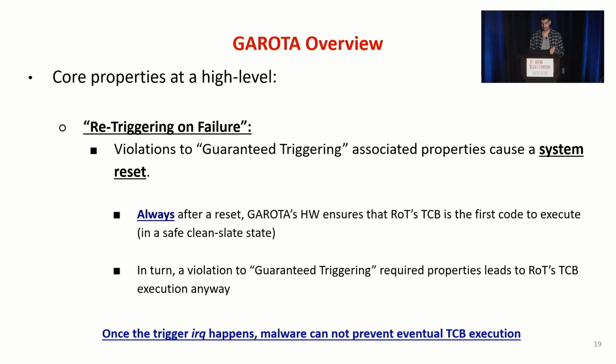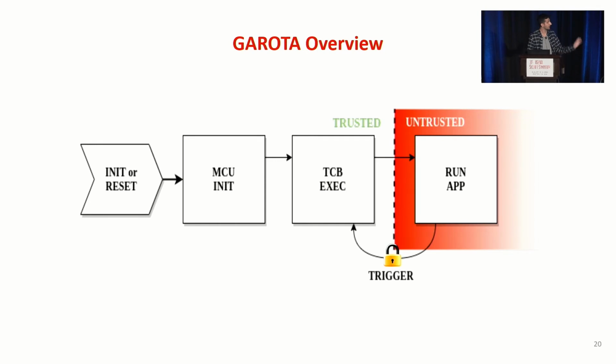So this is a picture that's worth 1,000 words. On the red part to the right, you have any untrusted apps, and next to it, you have the TCB executable. And the trigger is protected in hardware to make sure that whenever an event of interest happens, the TCB execution kicks in. What could happen as well is that the device resets or there's some kind of malfunction. So in that case, we make sure that upon initialization after a reset, the TCB executable is the first to run. So, if you're malware attacking this device, you have two options. You let the TCB run, or you cause a reset. If you cause a reset, TCB runs anyway.